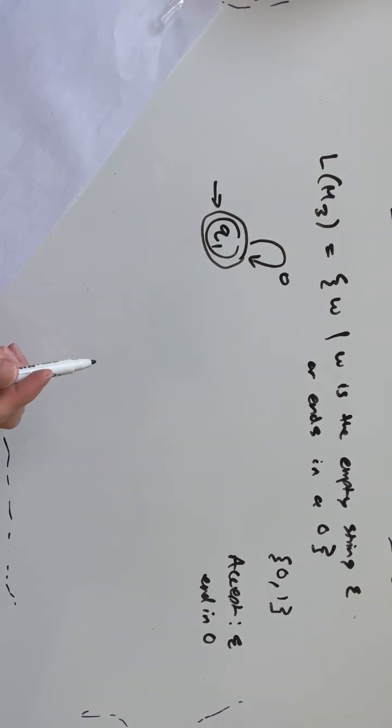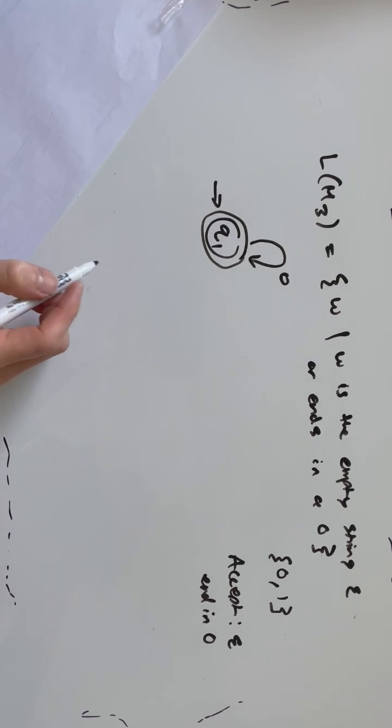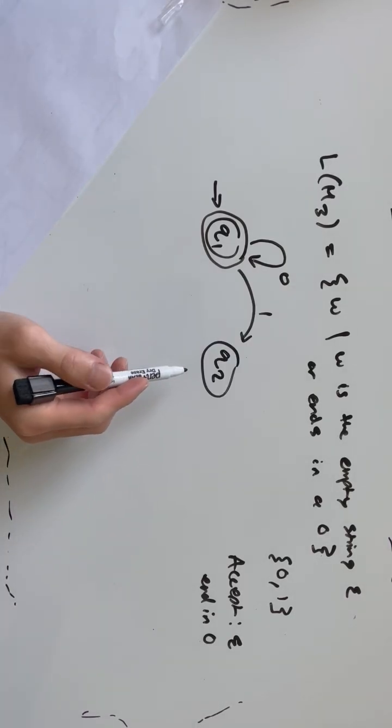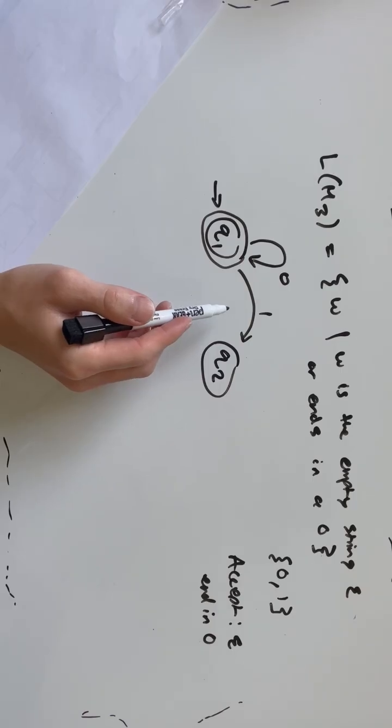Next symbol is 1. If there's a string that is 1, it cannot be accepted. We're going to draw an arrow from Q1 to another state, Q2. Here, Q2 is a rejected state, and this arrow represents a string that's equal to 1.